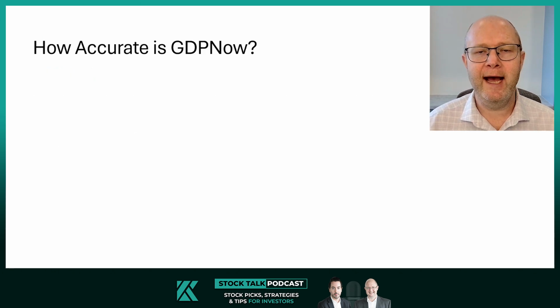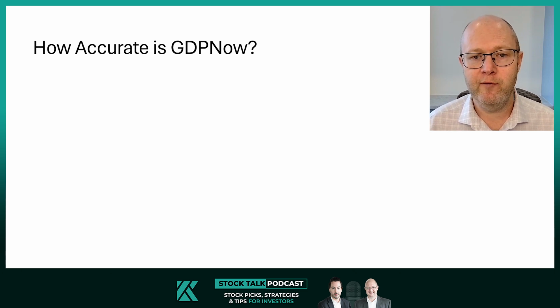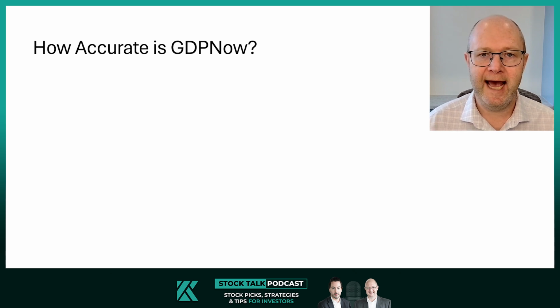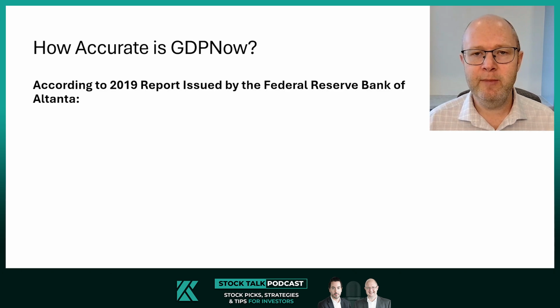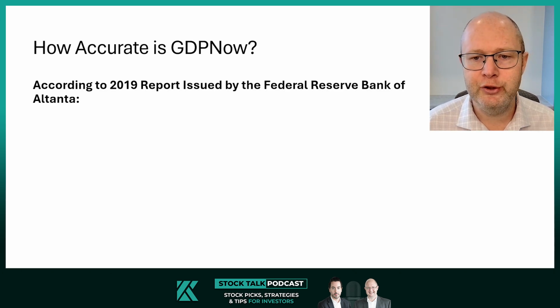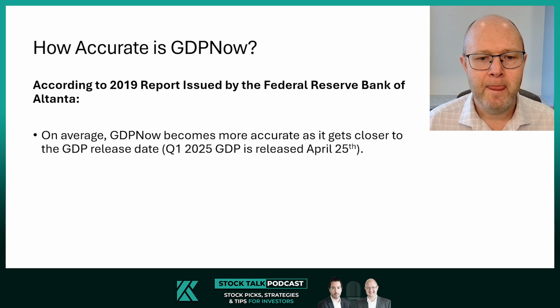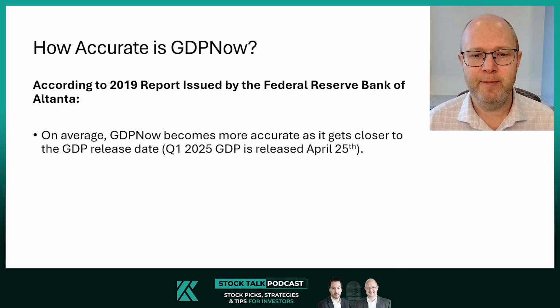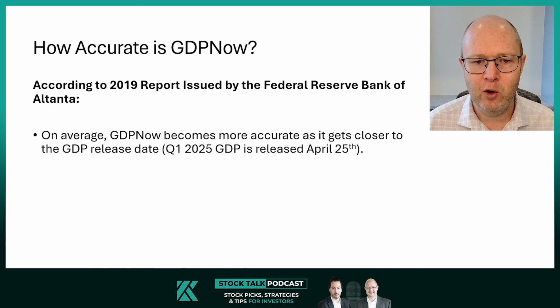Now, the question is, how accurate is GDP Now? This is somewhat difficult to assess because unlike traditional economic forecasts, this forecast is always changing constantly. So if you're going to test the accuracy of it, you would need to do that at a certain point in time. But there is some information out there. According to a report issued by the Atlanta Fed, on average, GDP Now, as expected, becomes more accurate as you get closer to the GDP release date. In our case, this is going to be April 25th, and right now we're about 45, 46 days away from that.